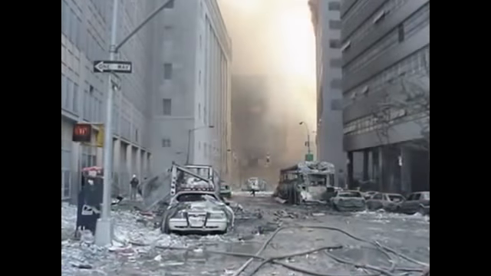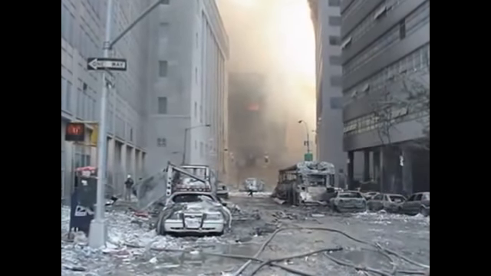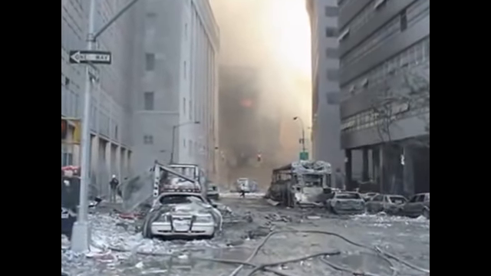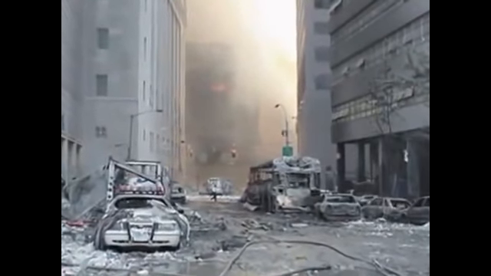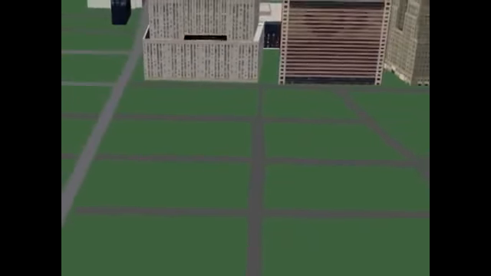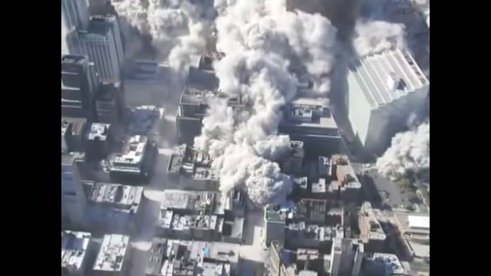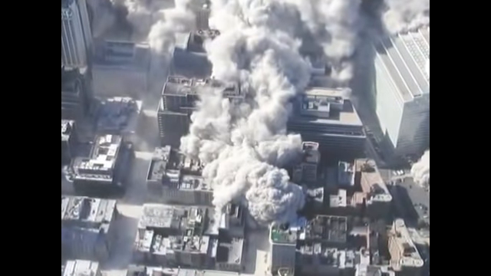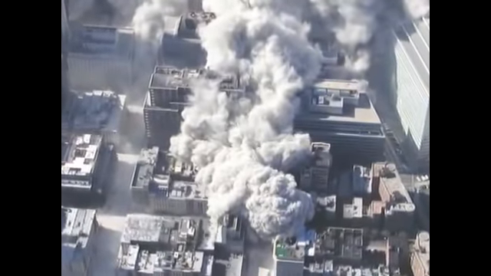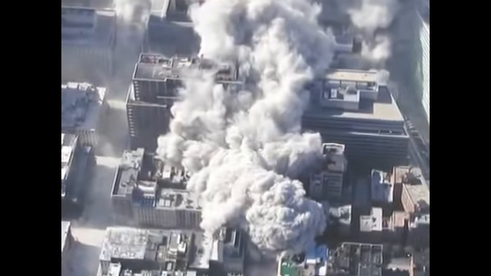This is West Broadway. So what happened on that street? Here's a top view of that same street. This aggressive cloud looks like it did something unique, because all the vehicles along this street were toasted.